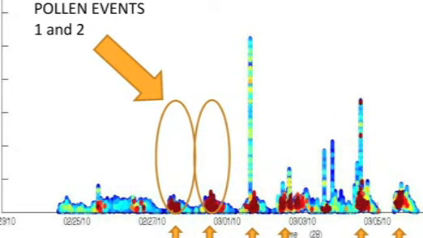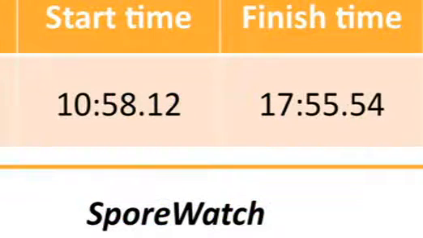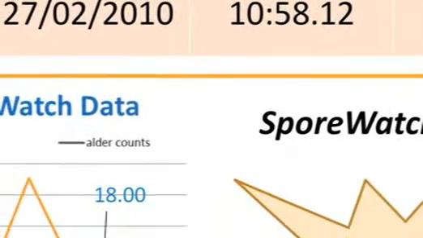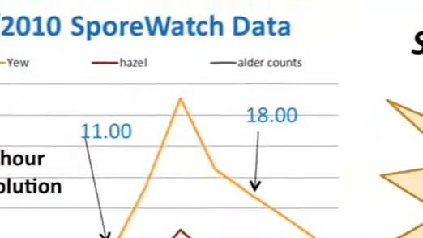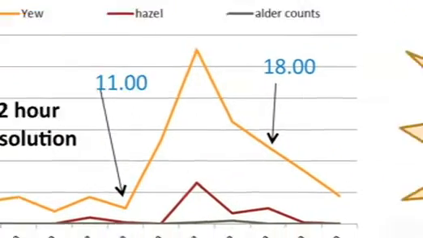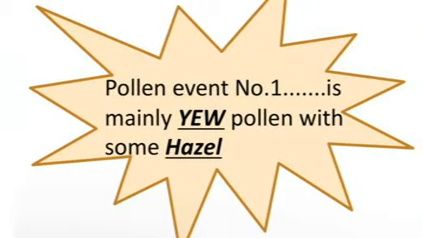The WIBS-4 instrument determined that pollination event number 1 occurred at 10:58 and 12 seconds and finished at 17:55 and 54 seconds. When we correlated this data back to the spore watch, we saw that it correlated very, very well, as can be seen in the graph. And this peak was generally yew, although there was some hazel involved.